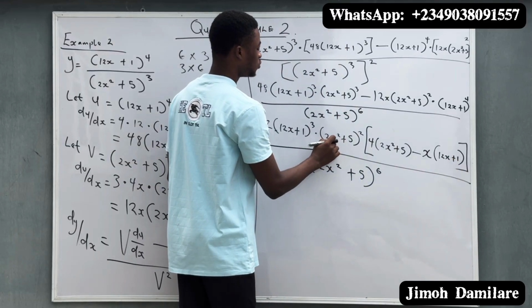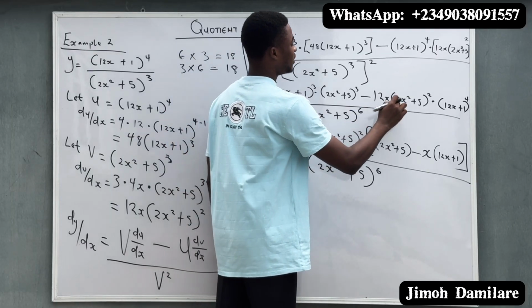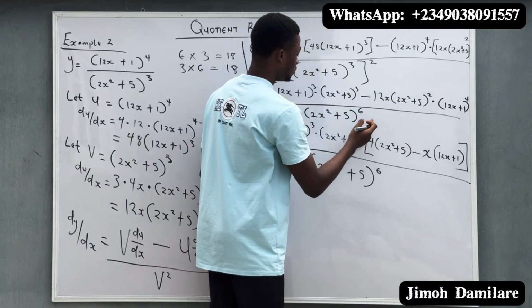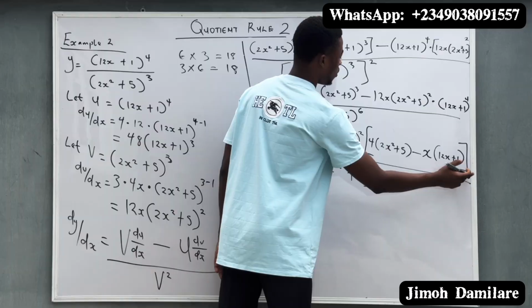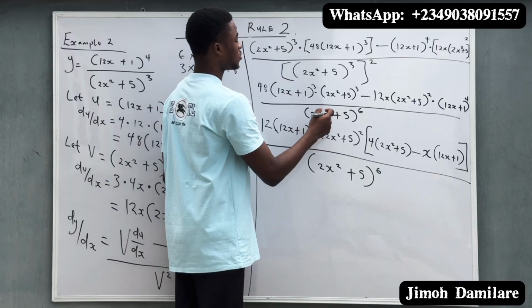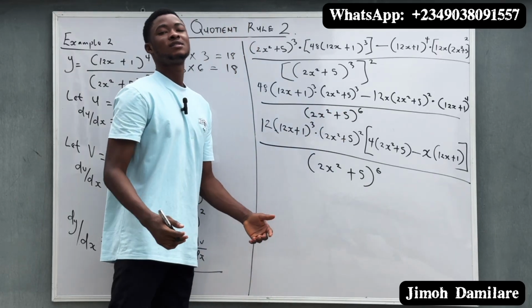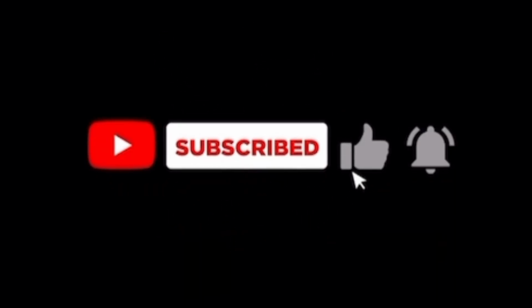So the last one, which is 2x squared plus 5 raised to power 2. So 2x squared plus 5 raised to power 2 divided by 2x squared plus 5 raised to power 2. So this is going to cancel out this. So we are going to be left with nothing. And that is how we have our factorization. And we are going to put our v squared, which is 2x squared plus 5 raised to power 6. And this is our final answer to question of this type.